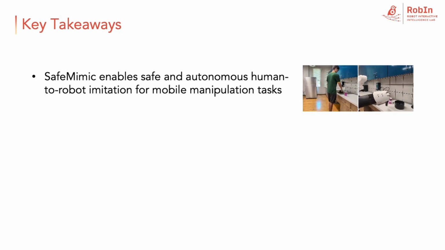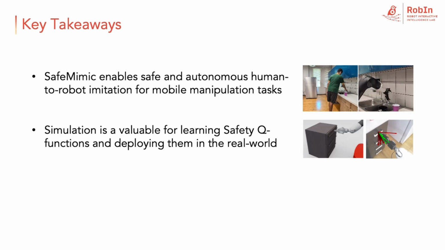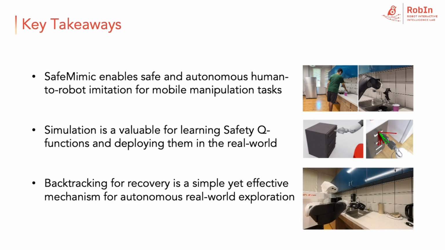In summary, we present SafeMimic, which enables safe and autonomous human-to-robot imitation for mobile manipulation tasks. We show that simulation is a viable source for learning safety queue functions and deploying them in the real world. And lastly, backtracking actions is a simple yet effective mechanism for autonomous real-world exploration.